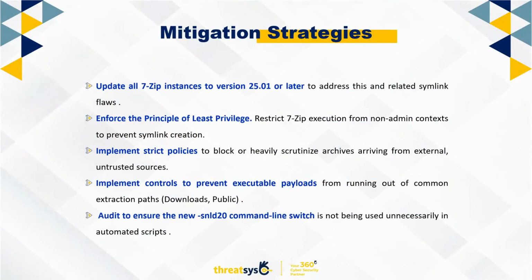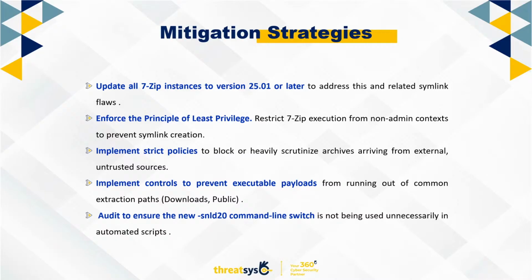So these are the mitigation strategies that you need to apply if you have an outdated 7-zip version. The demonstration which I have shown you shows the severity of the attack. That is very critical. You are getting the administrative privileges. So here are the long-term mitigation strategies for your organization. The first thing will be patching. The most critical step is to update all 7-zip instances to version 25.01 or later. This addresses this vulnerability and related symlink flaws.